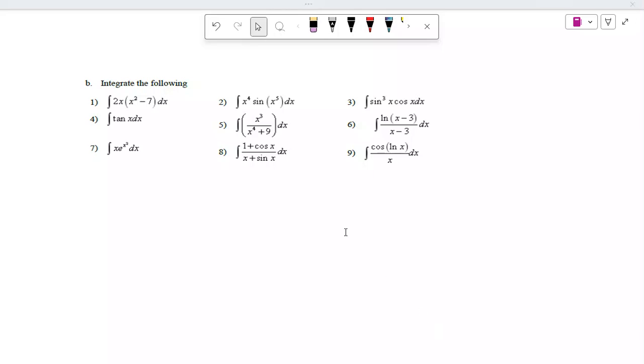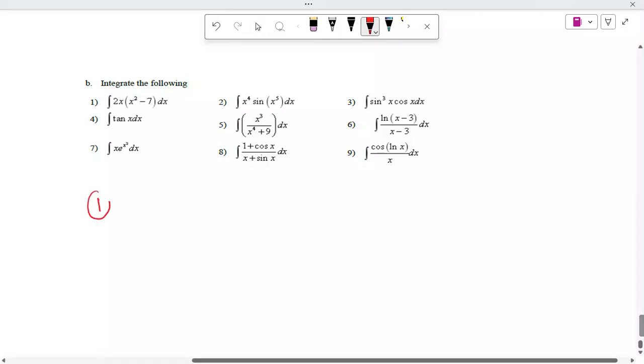Okay, so let's continue. So we have these problems, part B. So let's try to solve question 1. So part 1 here, say integrate 2x times (x squared minus 7) dx. So this is very simple.